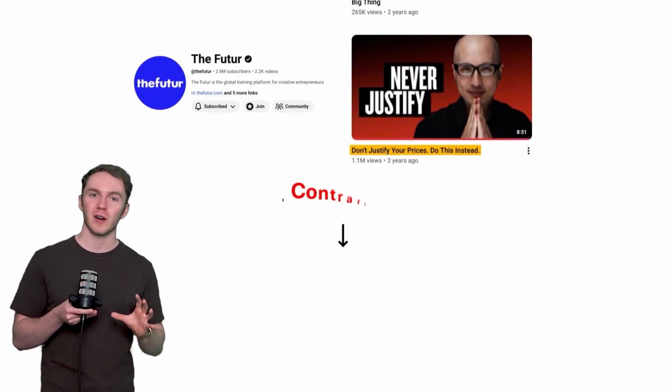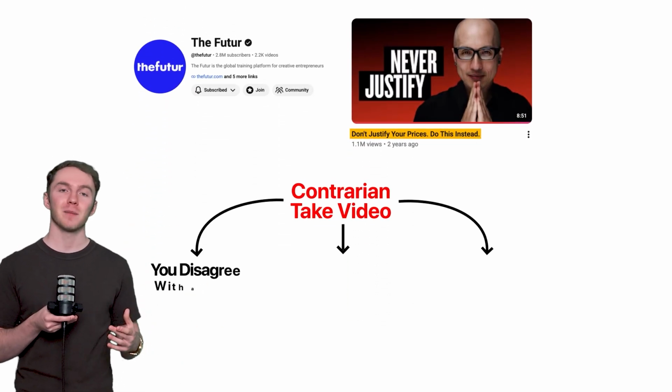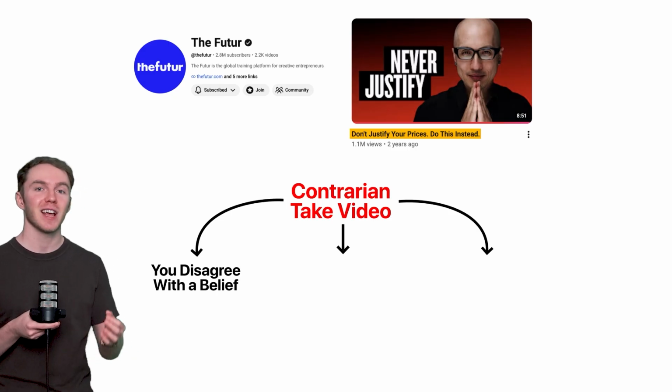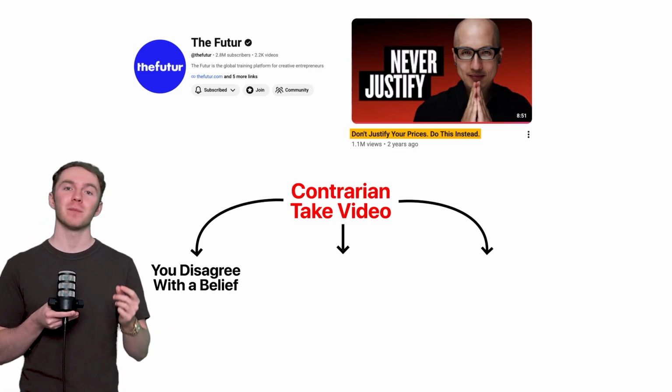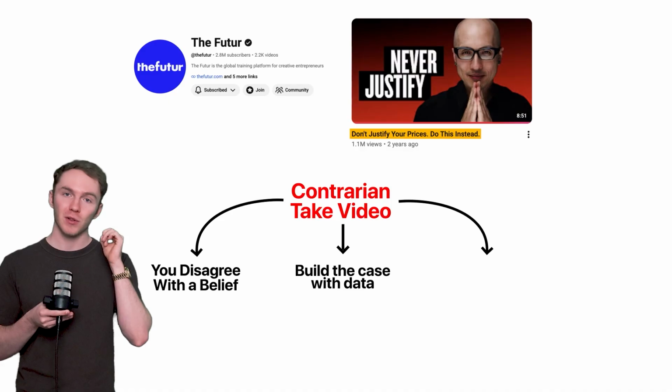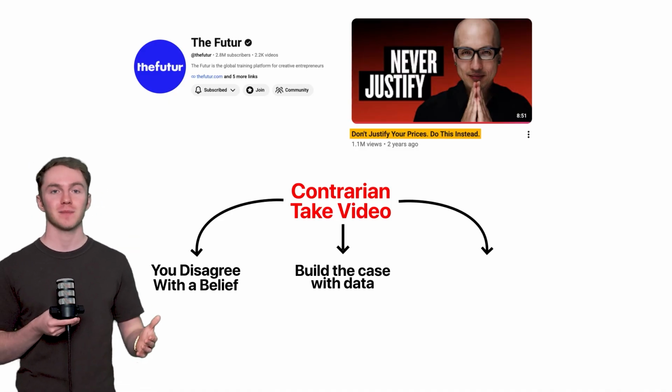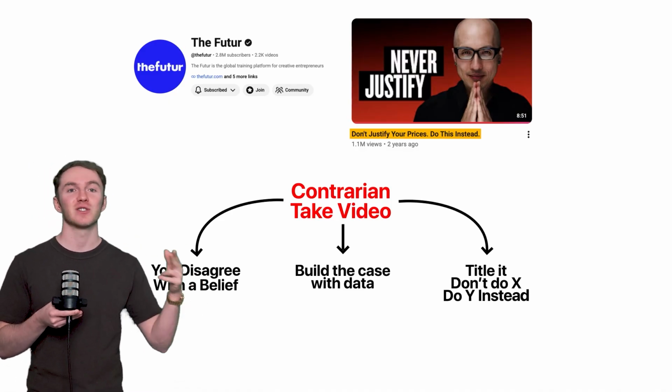So to make your own Contrarian take video, for one, you need to identify a belief that most people have in your niche and hold that you disagree with. Then you need to build the case with data. You need to build it with client results and your own experience. Then you want to structure the title as don't do X, do Y instead.